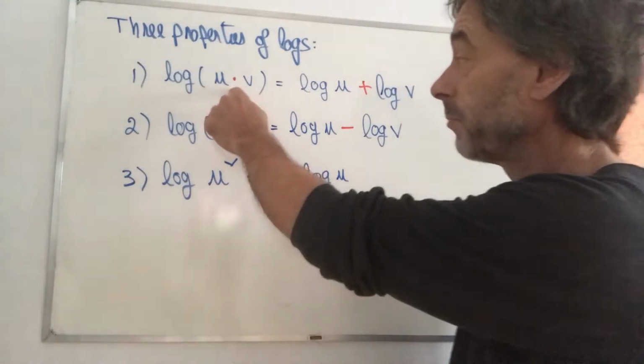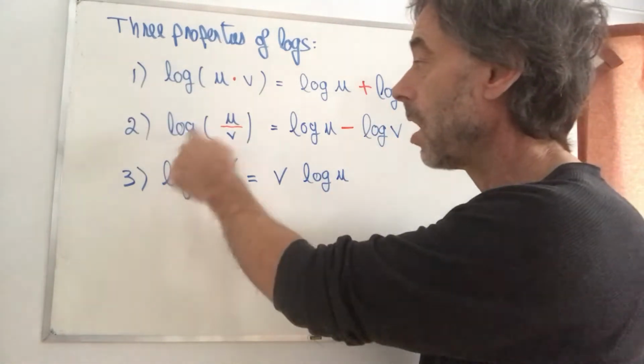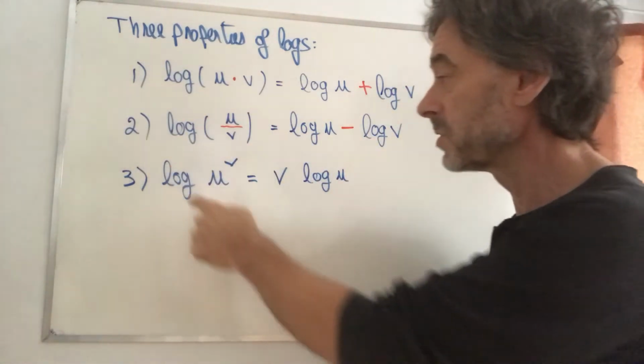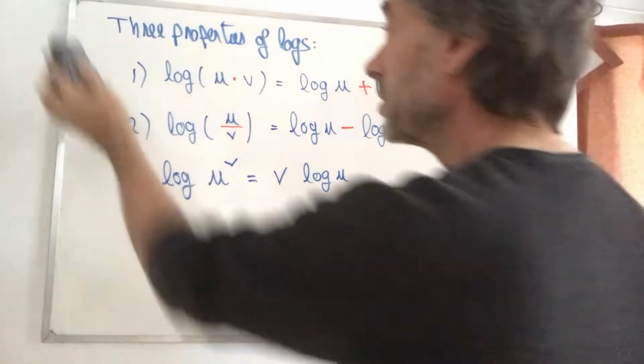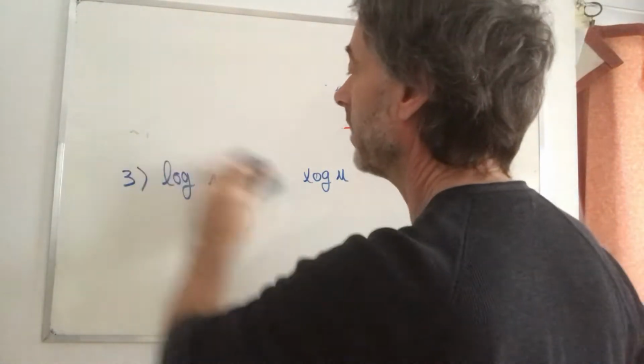So these are the three main properties that are saying: log of a product, sum of the logs. Log of a quotient, difference of the logs. Log of an exponent, the exponent can come in front of the log. Let's see if we can apply that onto examples.